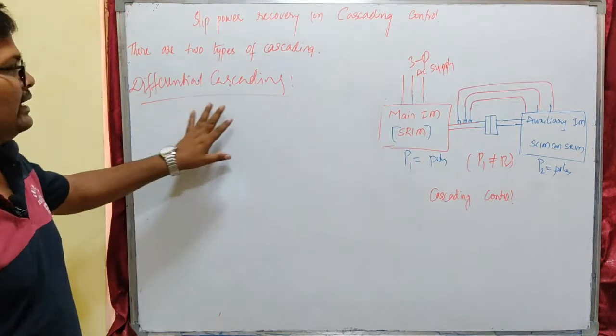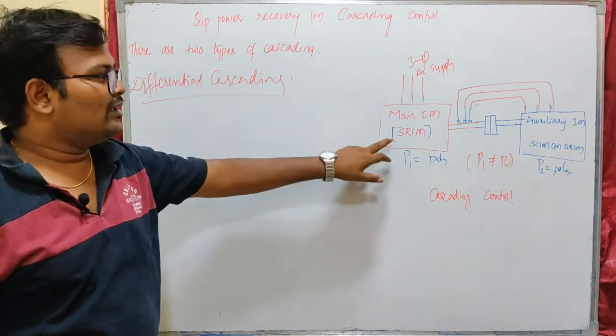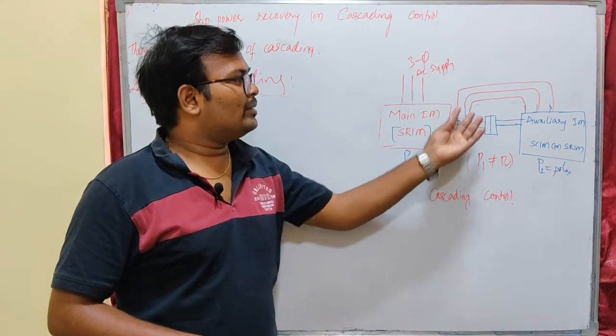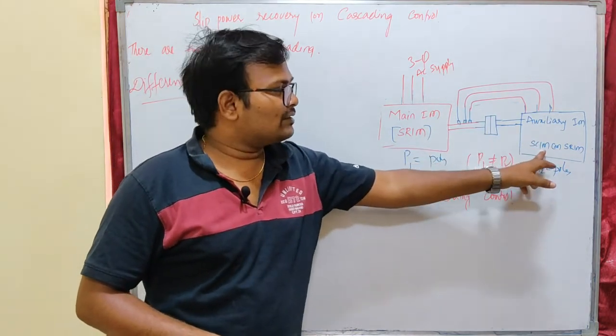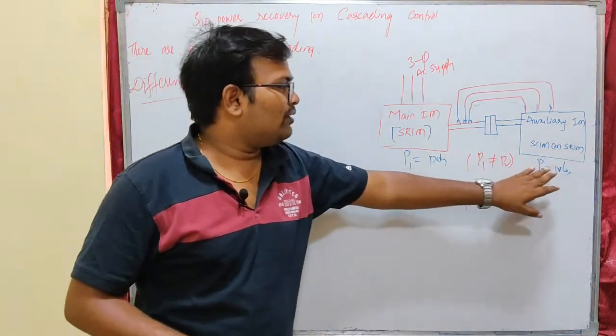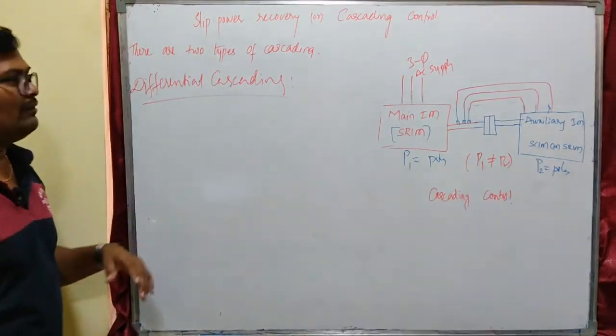Now let us try to understand differential cascading. You know that we apply 3-phase AC supply to our 3-phase main induction motor, which is a slip ring type induction motor, and the slip power generated from this slip ring induction motor will be fed to the auxiliary induction motor, which can be a squirrel cage or slip ring induction motor. The number of poles on the main induction motor is P1 and on the auxiliary induction motor P2, and P1 is not equal to P2.